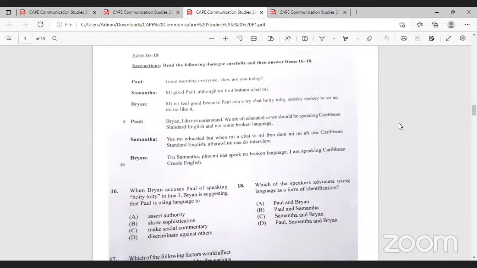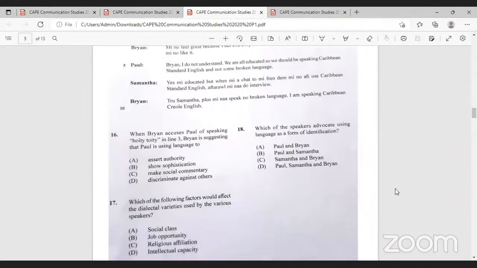16 says, when Brian accuses Paul of speaking hoity-toity in line 3, Brian is suggesting that Paul is using language to do what? To assert authority, to show sophistication, to make social commentary, or to discriminate against. B? Yeah, I would say B is the answer. He's trying to be sophisticated, hoity-toity. And everybody seems to agree.